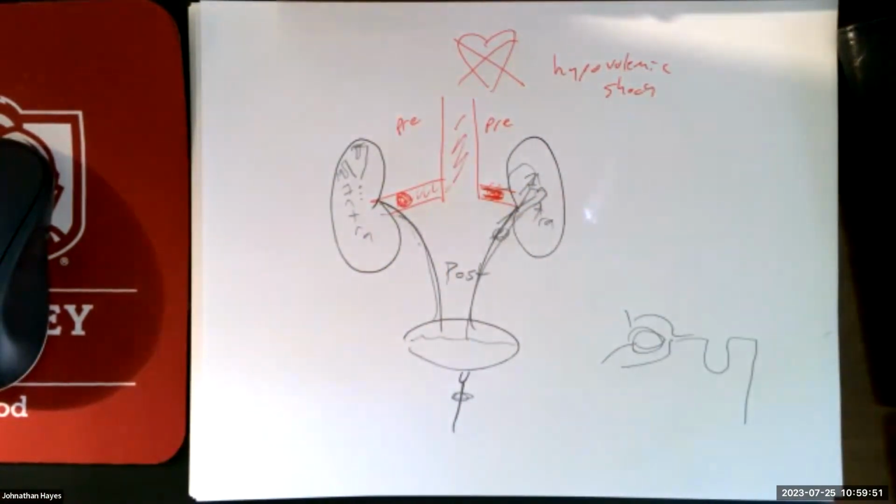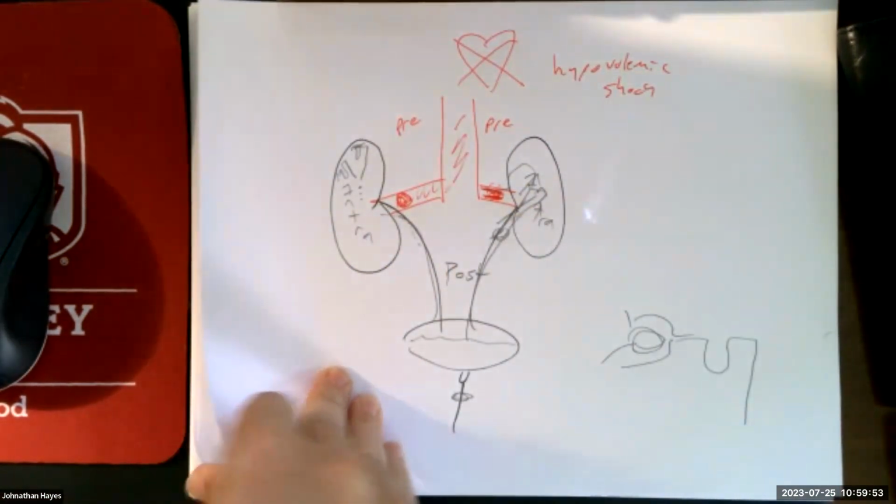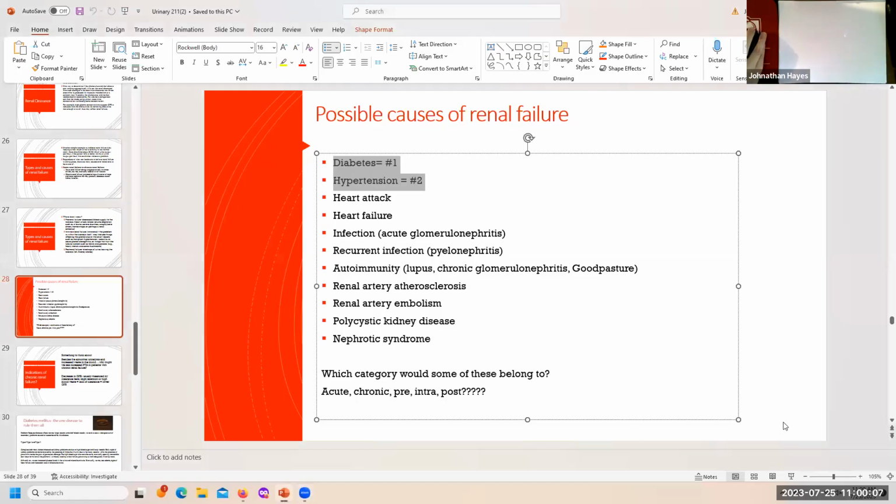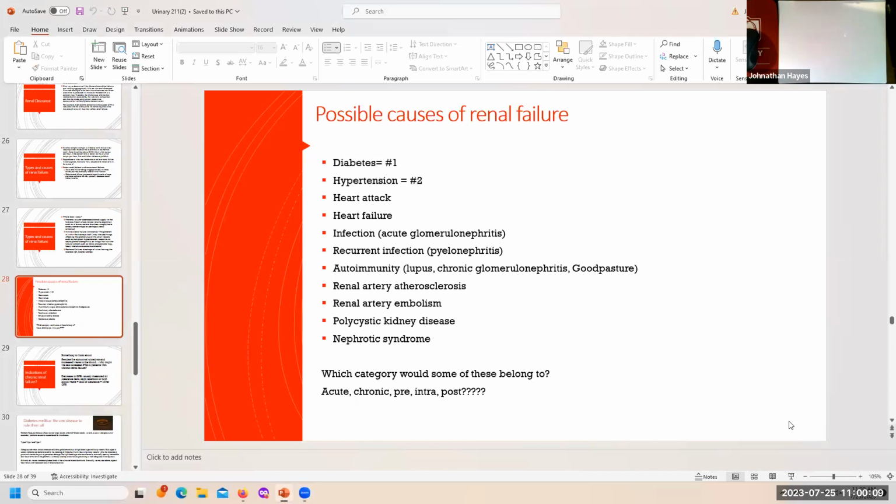So it's not hard, but now we're going to give you some examples of things that can cause renal failure, and we want to put them in the right category. So that's what this slide is doing. It's giving you some different reasons people have renal failure. Now we want to categorize it. Is it acute? Is it chronic? Is it pre? Is it intra? Is it post? That's what you're figuring out, right?